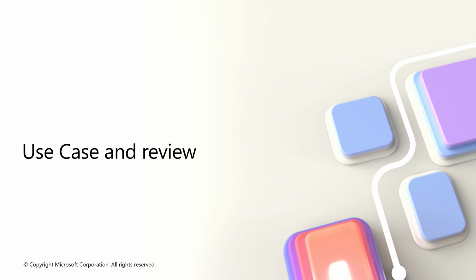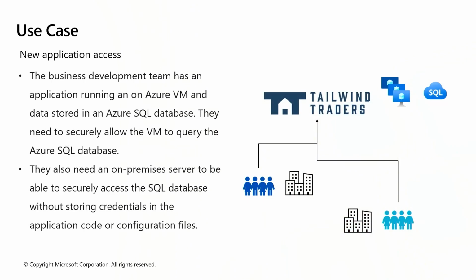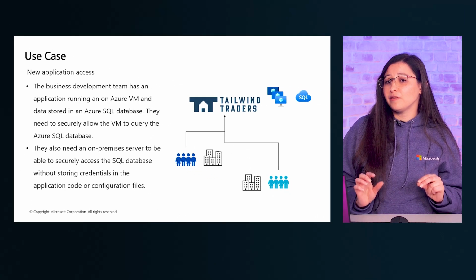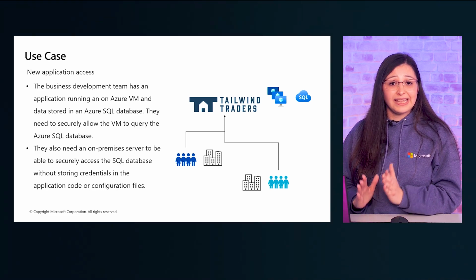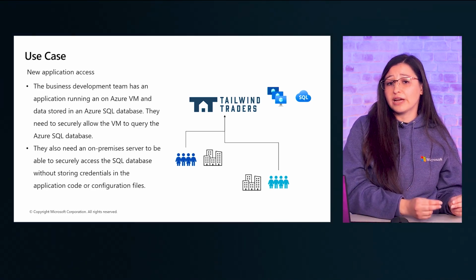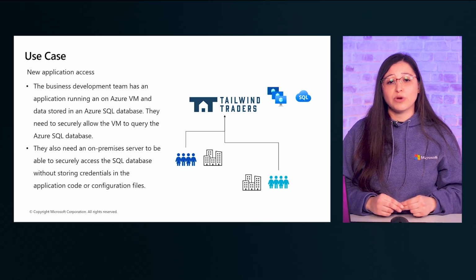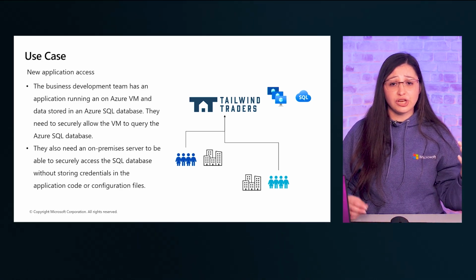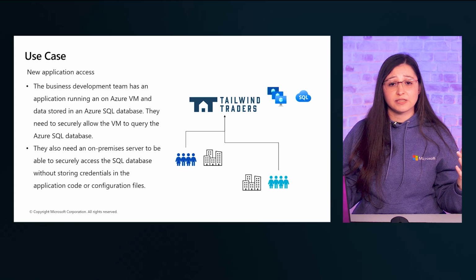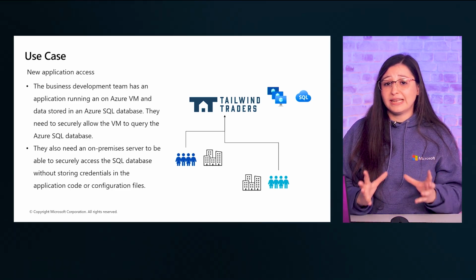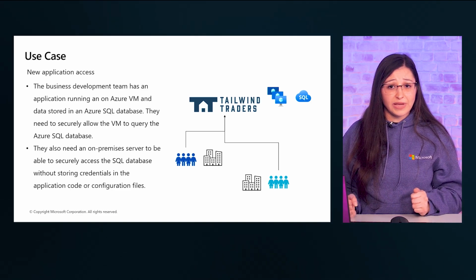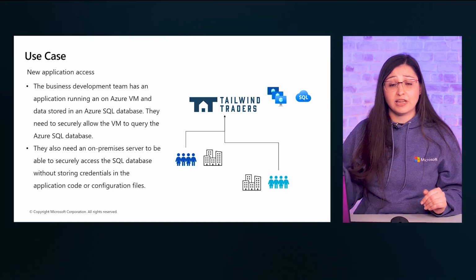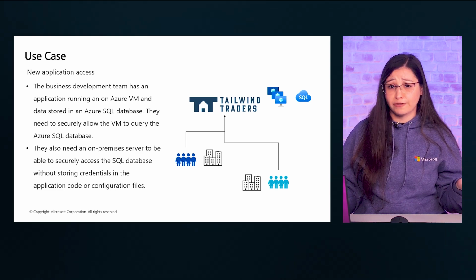Let's review with a use case. Let's examine the requirements for the Tailwind Trends organization. The development team has an application running on an Azure virtual machine, and data is stored in an Azure SQL database. They need to find a way to securely allow the virtual machine to query the Azure SQL database. They also need an on-premises server to be able to securely access the SQL database without storing credentials in the application code or configuration files.